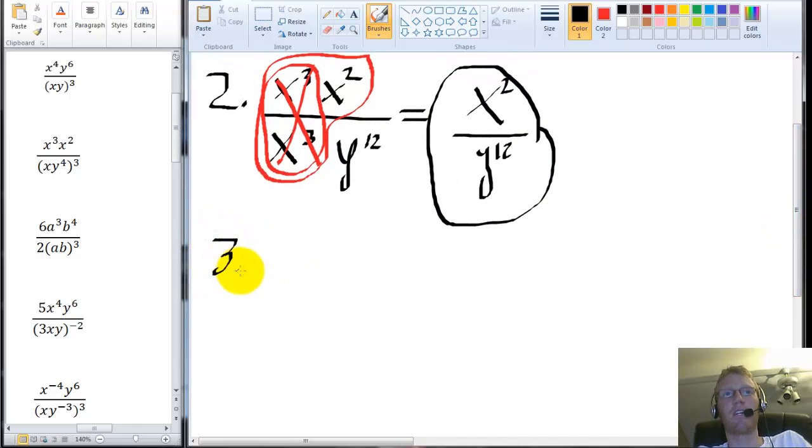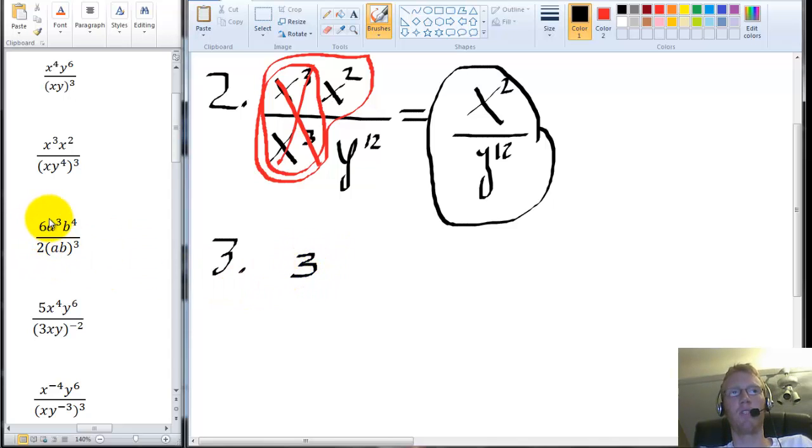To number 3. Okay, looking at number 3, we've now got a's and b's instead of x's and y's, and we also have some numerical values. So treat the numbers just like you would any other variable. The numbers in the front you're going to deal with first. What is 6 divided by 2? 6 divided by 2 is 3.